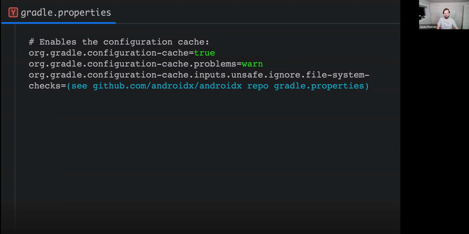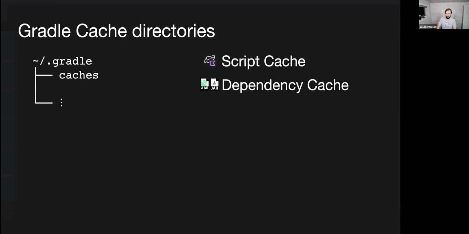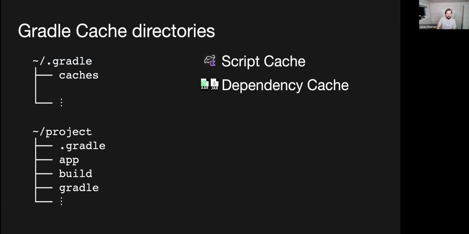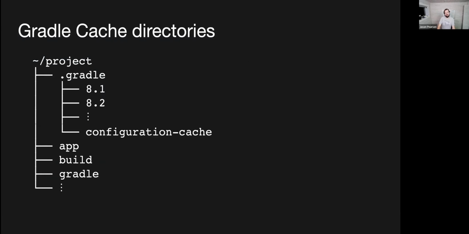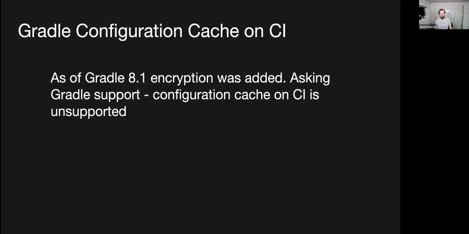If you wanted to try out enabling it, these are the properties that you need to set. I really recommend looking at the AndroidX open source repo on GitHub for their ignore file system checks. And if you wanted to find it, you wouldn't find it in the Gradle user home directory. You would find it in your project, under the .gradle directory. And you would see configuration cache as a folder and be like, oh, I just need to cache this. Great, done. And then you realize it doesn't work.